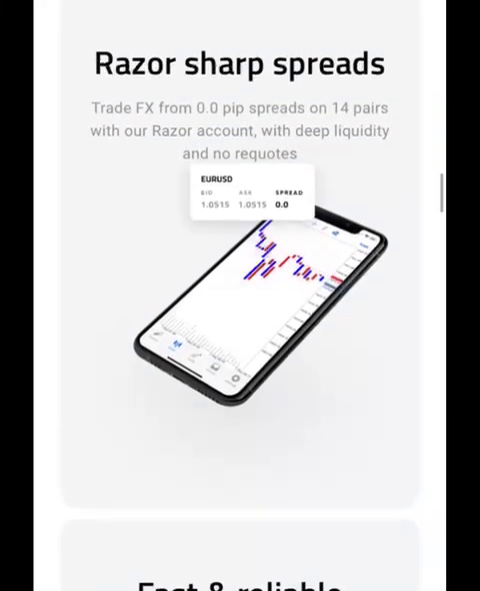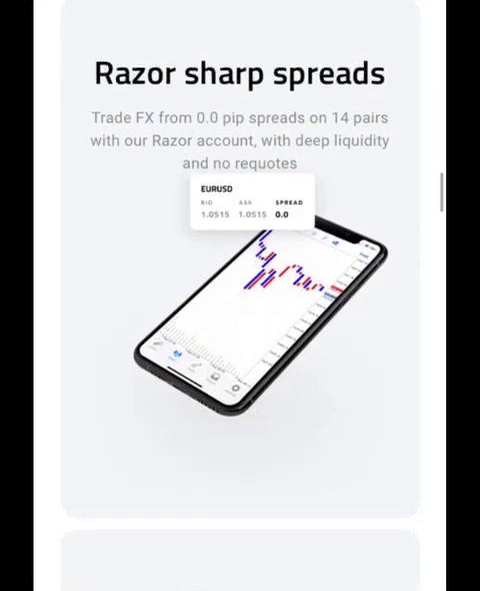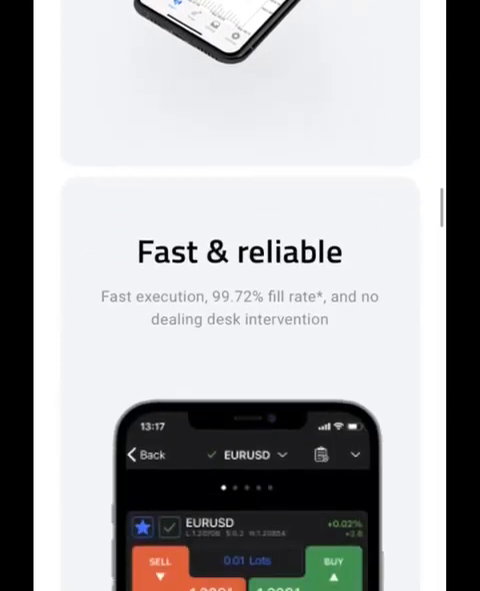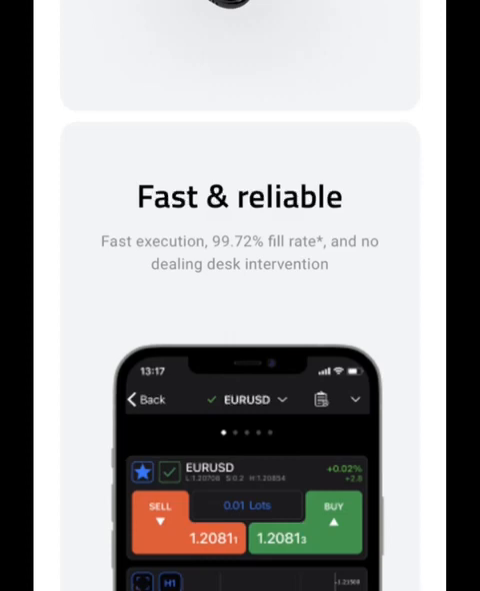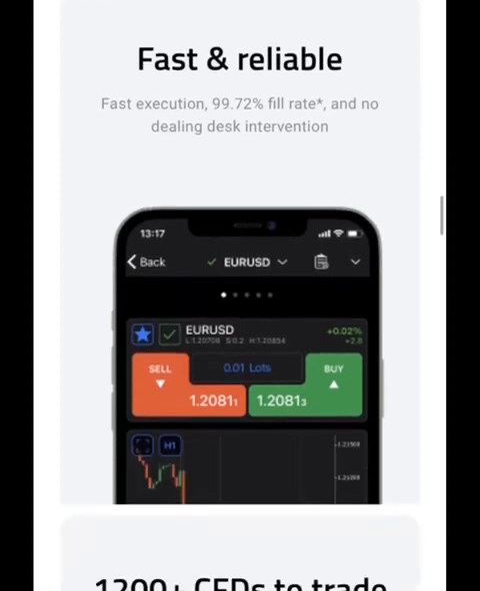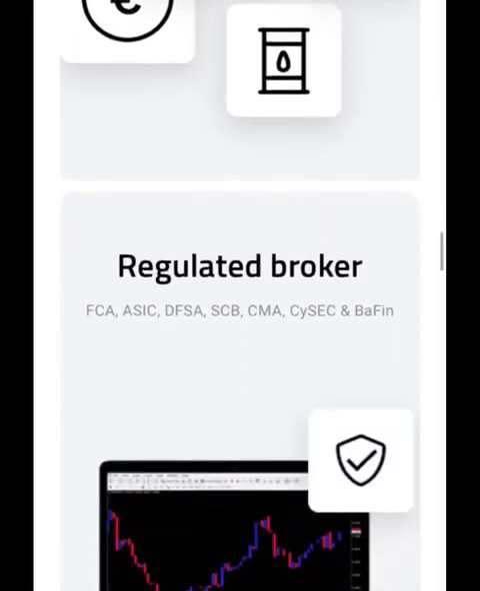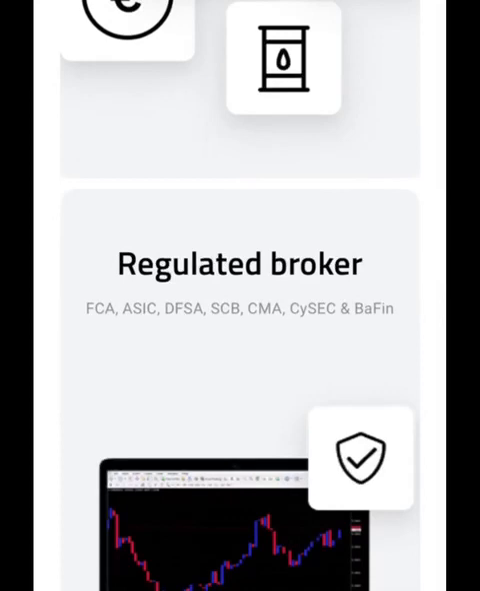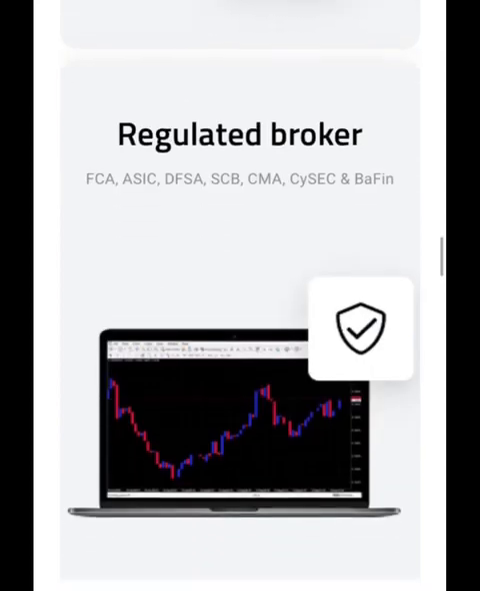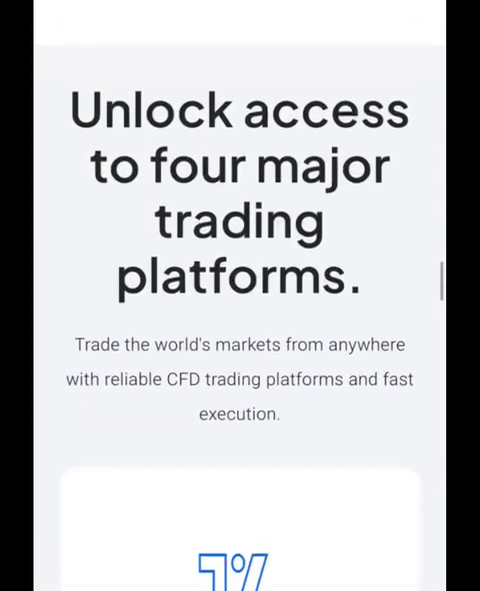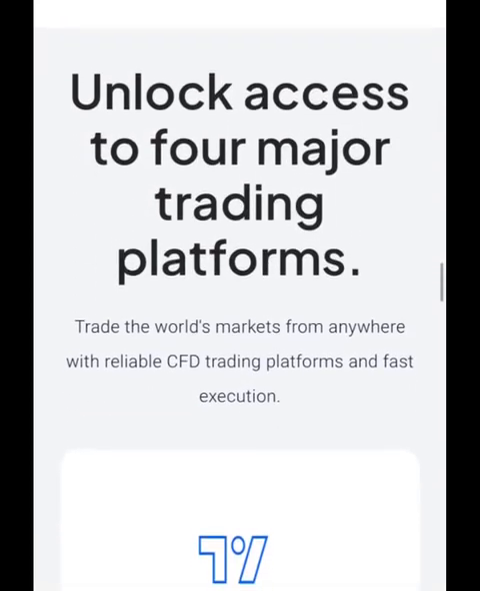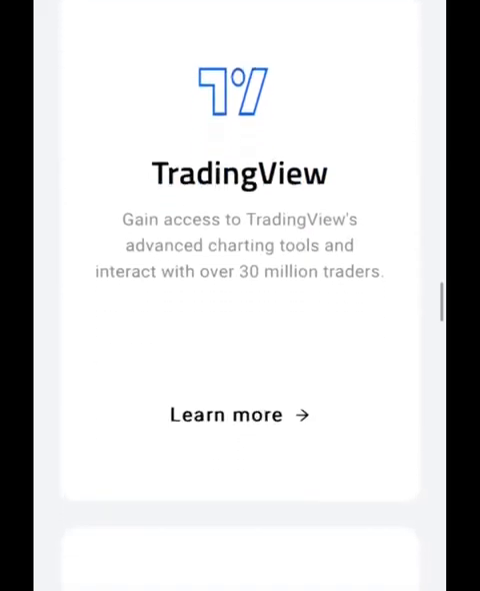potential. Okay, so this site here has a razor sharp spread. They have fast and reliable execution, and they also have over 1200 plus CFDs to trade. And also here they have regulated brokers, and you can unlock access to four major trading platforms, which is one, the TradingView.